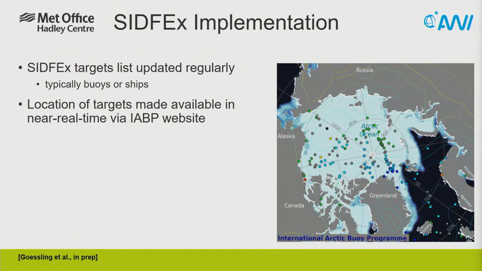So what we do in SIDFEX is we have this list of targets that are generally a subset of the IABP buoys. You can see on the right there all of the buoys that were reported in the Arctic, I think at some point in January this year when I put these slides together. And we choose certain ones that are in strategic areas, and sometimes we will choose ships or assets that we know are in the Arctic and we want to provide support for.